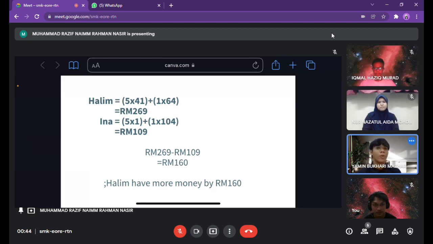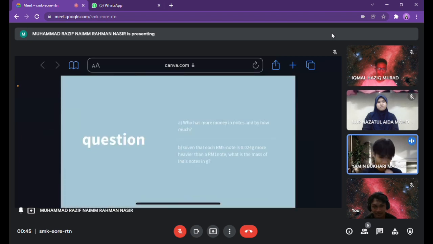So we know that Halim has more money than Ina. To know how much more Halim has, we need to subtract the amount of Ina from the amount of Halim. So we subtract 269 ringgit minus 109 ringgit, and we get 160 ringgit. So the answer is Halim has more money by 160 ringgit. So we continue to the next question.